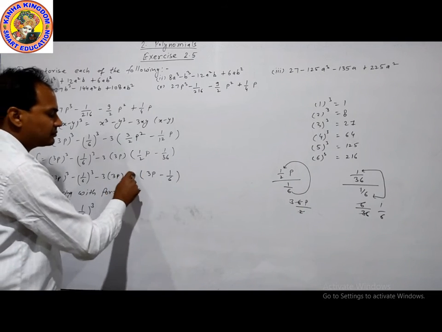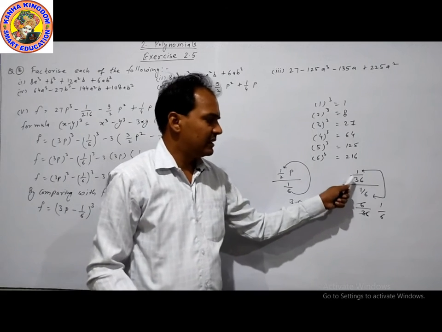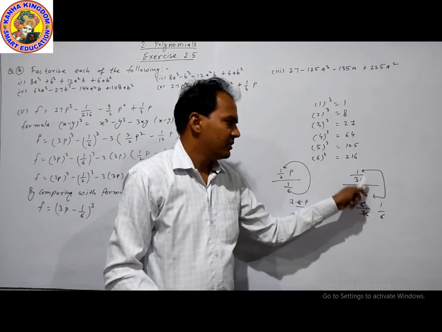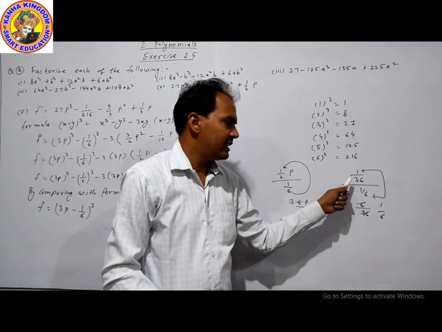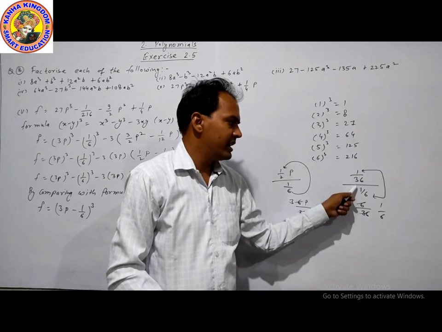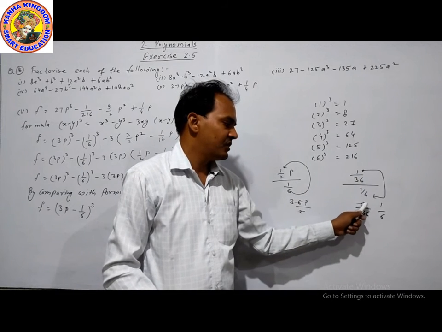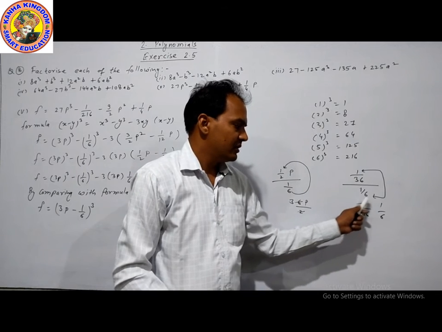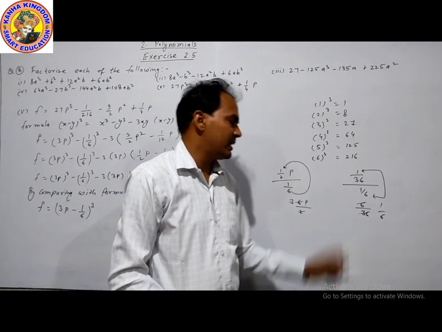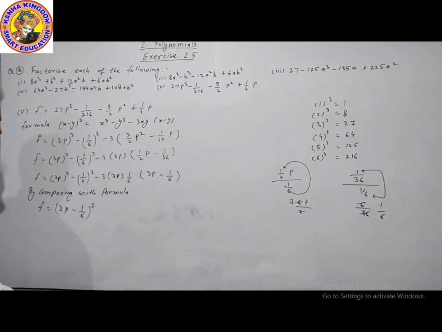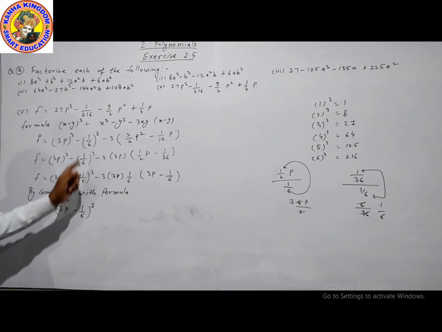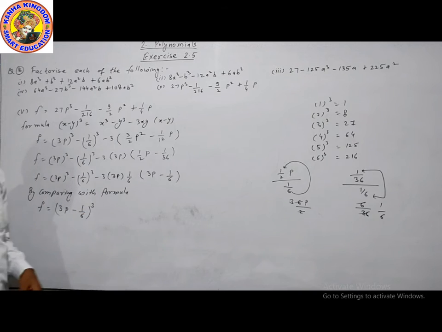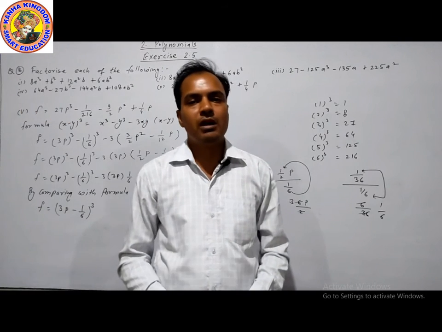Now the second one, when we divide 1 by 36 by 1 by 6, the first and fourth are the numerator, the second and third are the denominator, so the denominator is 36 and the numerator is 6, 6 upon 36. We can cut this by 6, 1 time 6, and the solution is 1 by 6. Now comparing with the formula, x is 3p, y is 1 by 6, the solution is x minus y, so 3p minus 1 by 6 cube. You can take a screenshot of this. We will move to our next question.